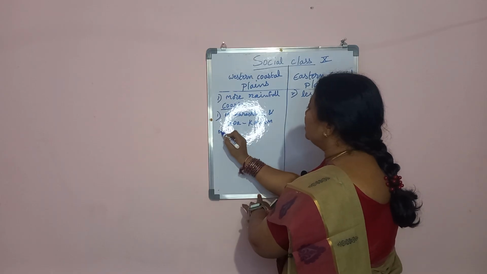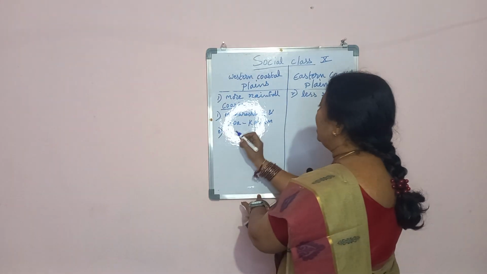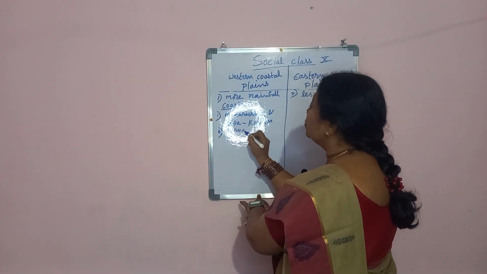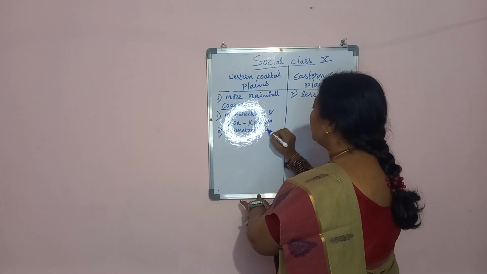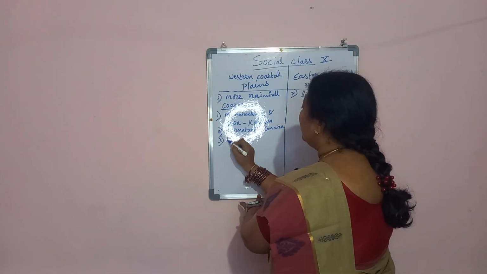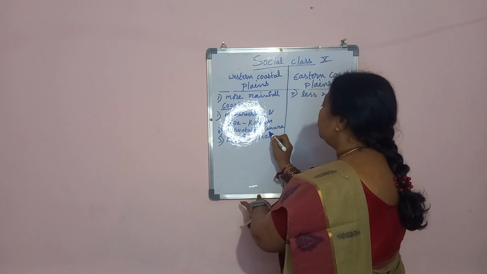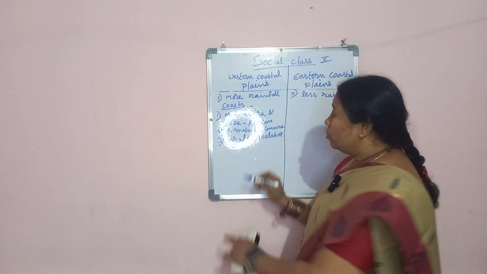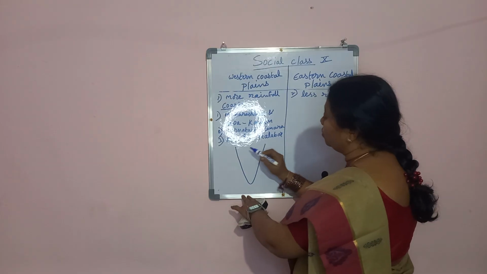And next important one is Karnataka. Karnataka coast is called the Canara coast. And the third one, Kerala. Kerala coast is called the Malabar coast. So if you want to extend your answer, you can draw like this also, and it's very easy to remember.